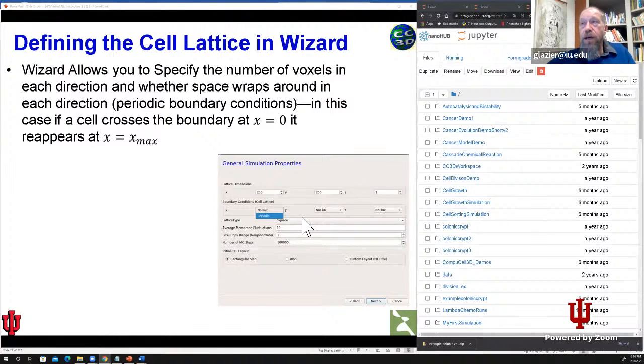I can adjust the boundary conditions in each direction to be no flux, which means that the world ends at the boundary, or periodic, in which case you reconnect in a toroidal way. So if a cell crawls off of the lattice at one end, it comes back on the other end. Because the boundaries aren't real, usually, we often use periodic boundary conditions. Of course, the real world isn't periodic in that way, so we have to be aware of the consequences.